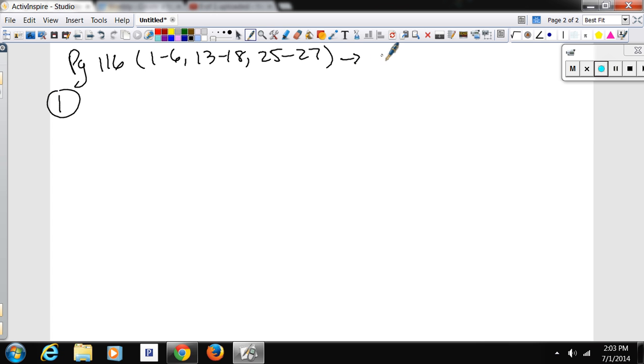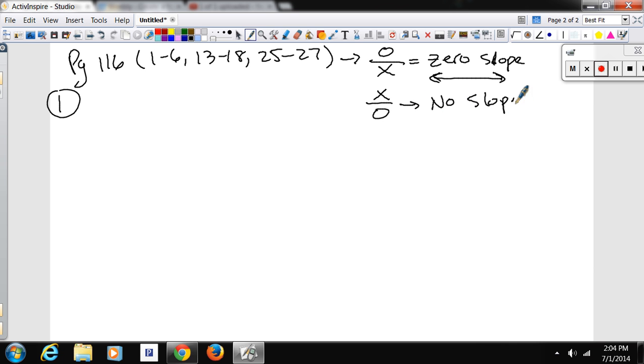If it's a 0 over any number, we'll call it x, then you've got a 0 slope. That means it would be a flat line in this direction. If it's a number over 0, that's not allowed to have a 0 on the bottom. That's no slope, and that would be a vertical line up and down. That doesn't have any slope. So all the rest of them would just be a fraction.